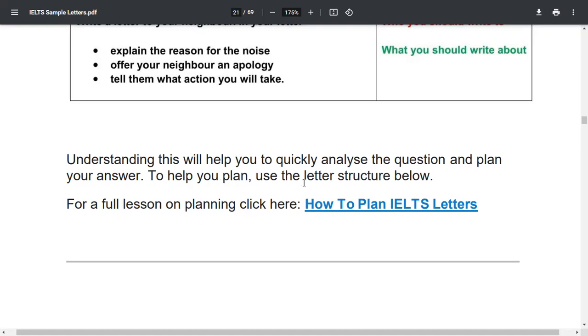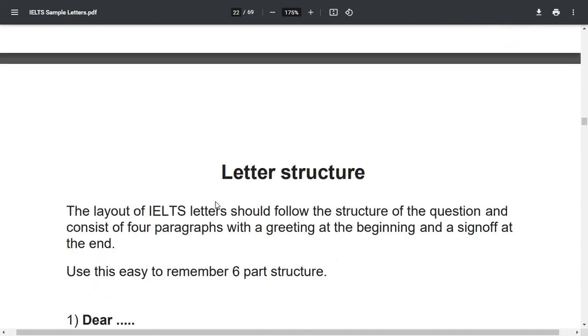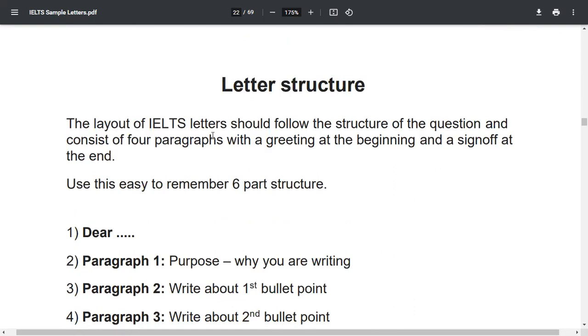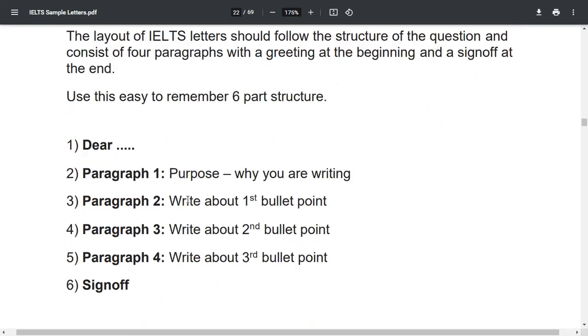Okay, so understanding this will help you to quickly analyze the question and plan your answer. To help you plan, use the letter structure below. So the layout of IELTS letters should follow the structure of the question and consist of 4 paragraphs with a greeting at the beginning and a sign off at the end. Use this easy to remember 6-part structure. So you have to start by the greeting, dear Mr. Surname, or dear Sir, Madam, or dear someone's first name if you are writing to a friend, and that's what we call informal letter.